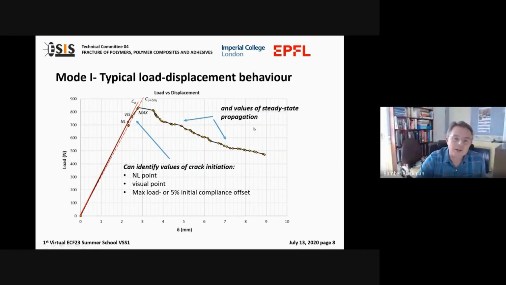But you can see here, this is a tough structural epoxy adhesive. We're identifying positions of crack initiation, either nonlinear, where this initial curve starts to bend over, visual, potentially where you see the crack start to run through a microscope, and a 5% offset in initial compliance. Different ways that you can say when the crack starts, and then all of this data will be from the crack running cohesively through the adhesive layer.